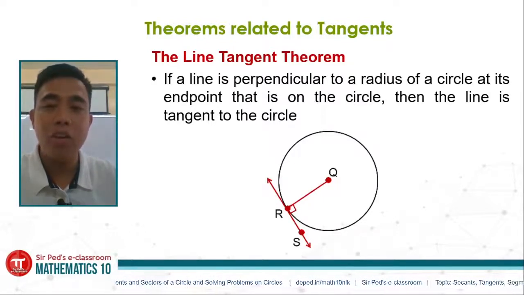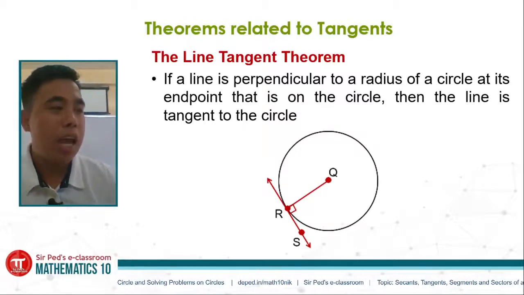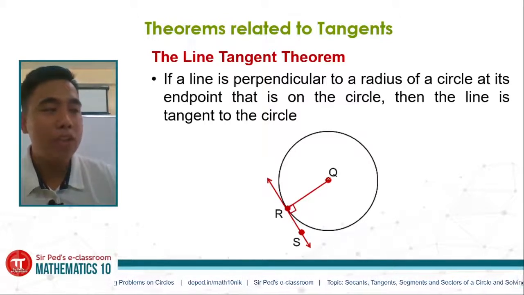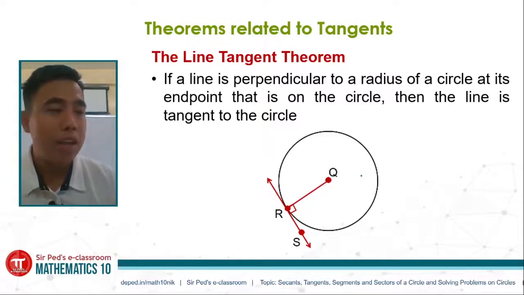Now, let's proceed to the line tangent theorem. The line tangent theorem is the converse of the tangent line theorem. So if line RS is perpendicular to the radius QR, then RS is tangent to circle Q at R.